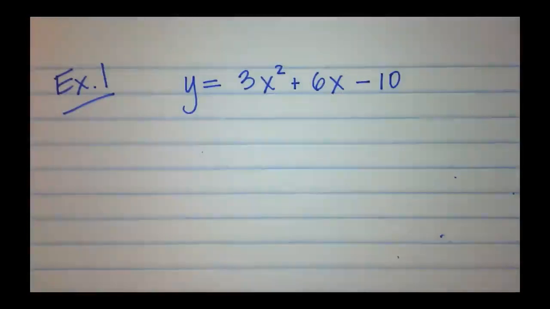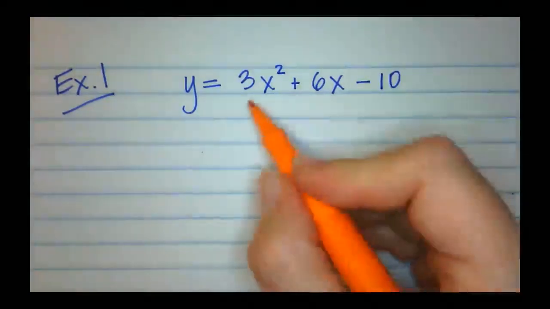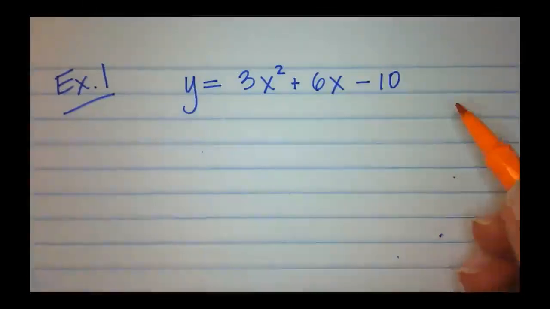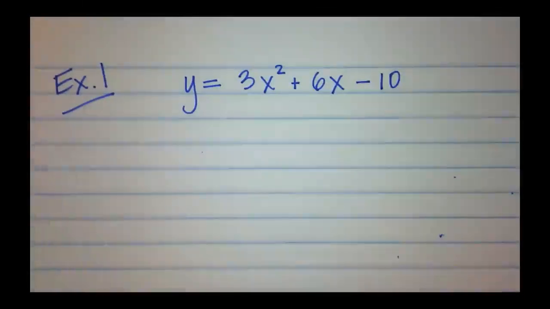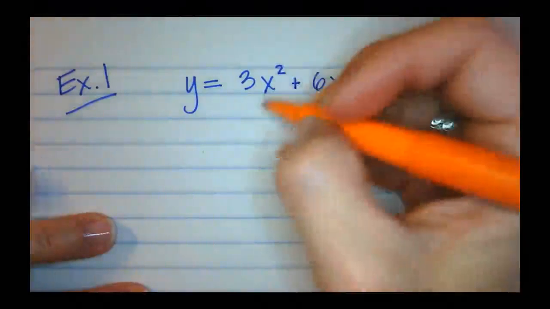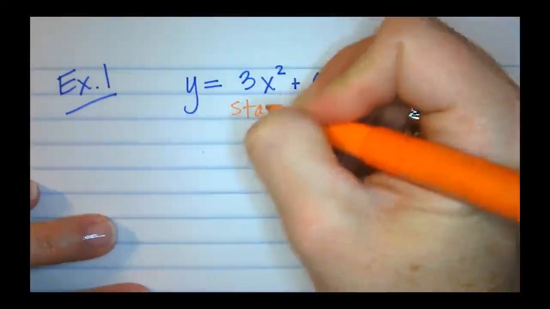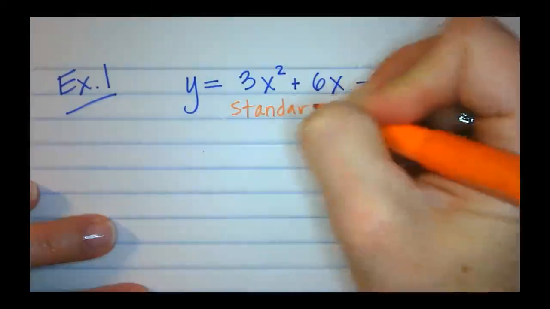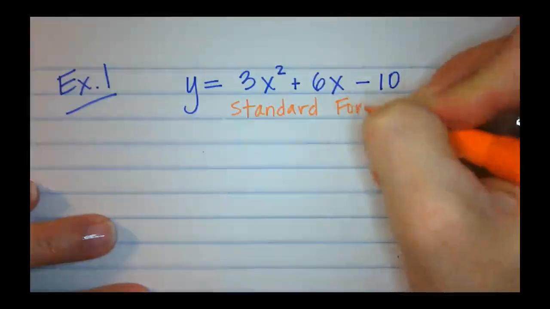Okay, all right, so first thing we need to do is determine which form this is in. So hopefully you remember that you could look even at parentheses. Standard form has no parentheses. Intercept form will likely have 2 sets of parentheses, and vertex form will have 1 set of parentheses. So this one has no parentheses, so we know that we are starting off in standard form.